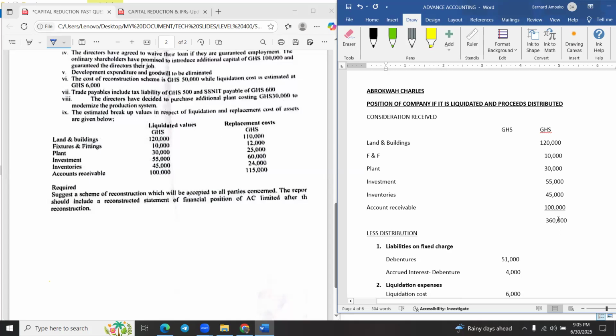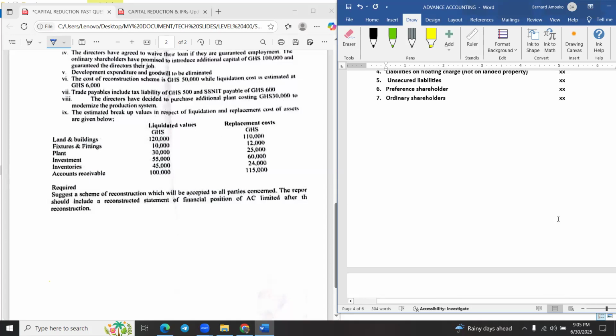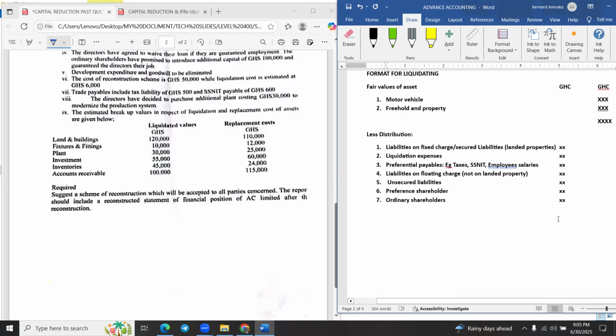Now, out of the total, you need to pay off some expenses that you might have incurred or some liabilities that you are owing. These liabilities are chronologically arranged. It starts from liabilities with fixed charge. It moves to the next one, liquidation expenses. It talks about preferential payables. It speaks about liability on floating charge, unsecured liabilities, preference shareholders, and ordinary shareholders. You need to list them in the examination hall.